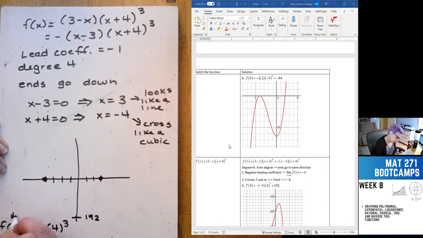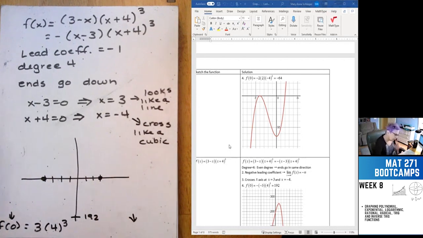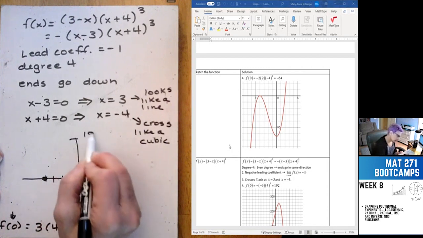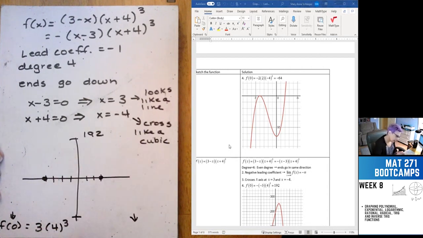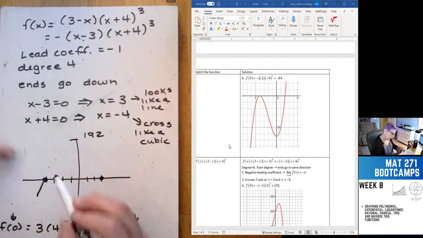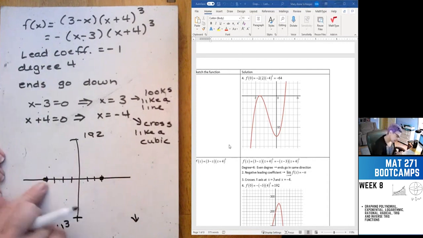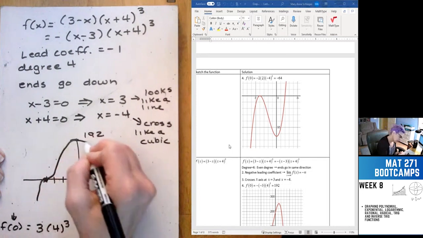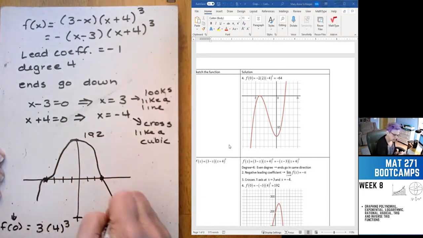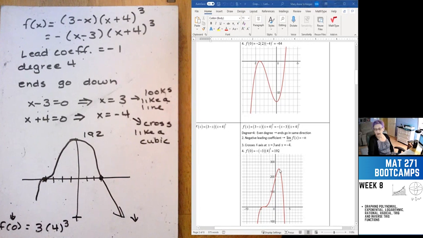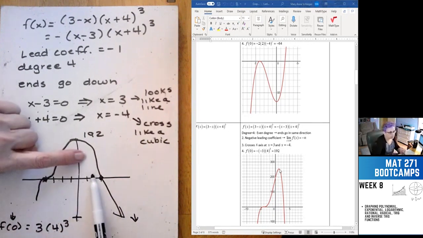So the ends go down. We know it's going to come up here, and 192 is a positive number. It's way up high, not down low. So it comes up, and at -4, it crosses like a cubic. So let's make it flatten out. Comes up here, and then just goes flat down. Now, again, you can see that the max of this graph occurs somewhere over here.